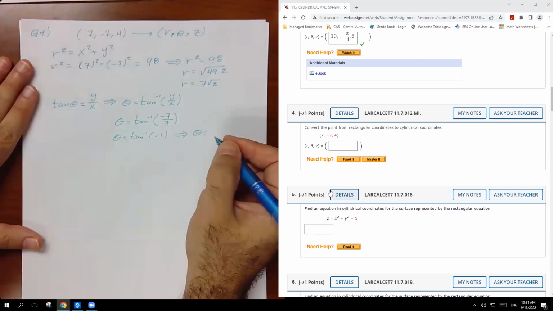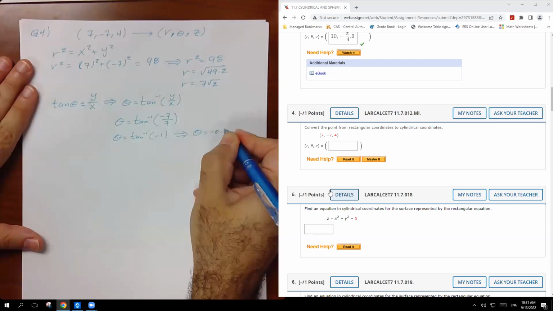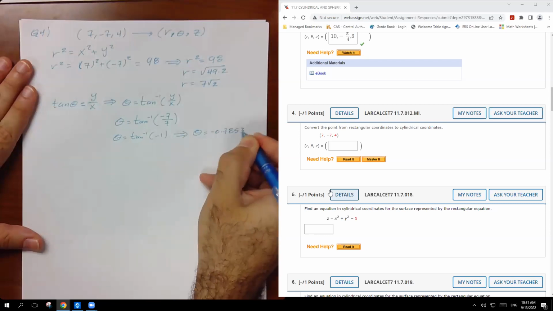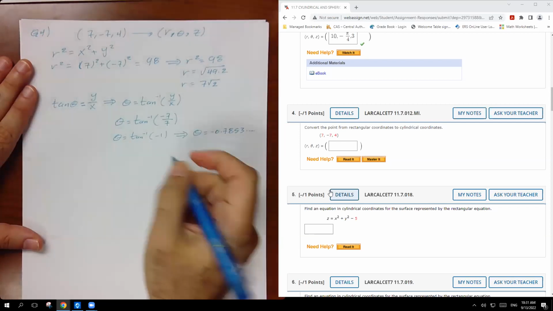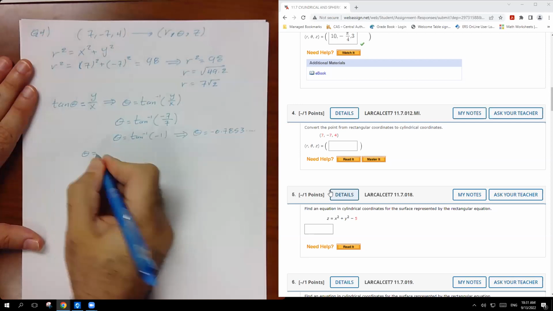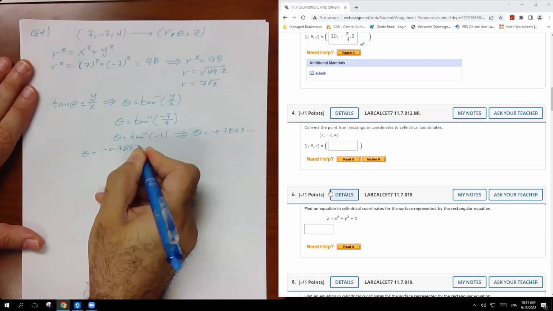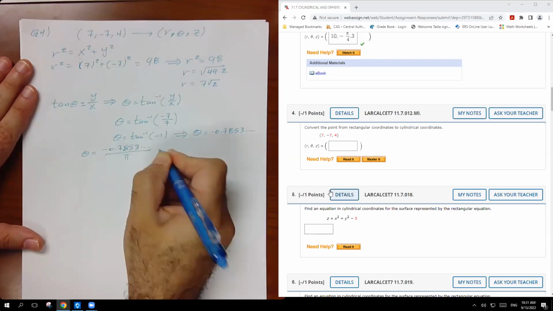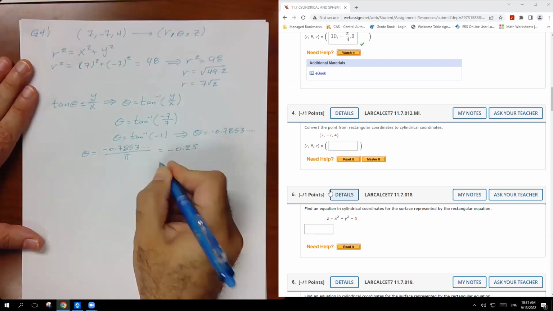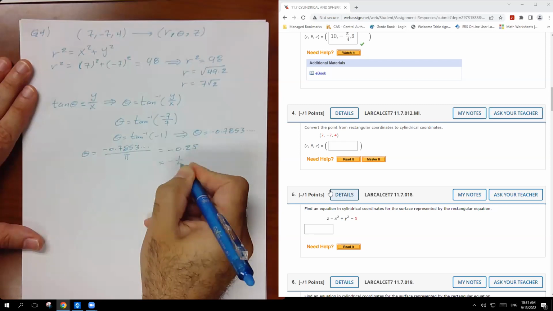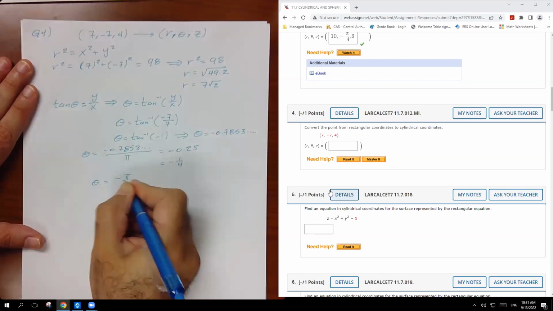So the number is negative 0.7853, and keep going. We can't use this number, so I'm going to divide it by pi. Theta is equal to negative 0.7853 divided by pi, which is equal to negative 0.25. And this one is equal to negative 1/4. That means theta is going to be negative pi/4.